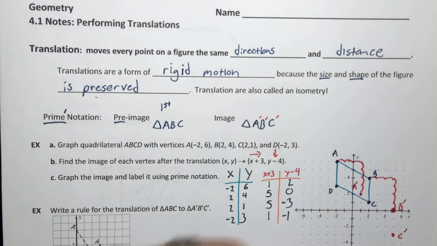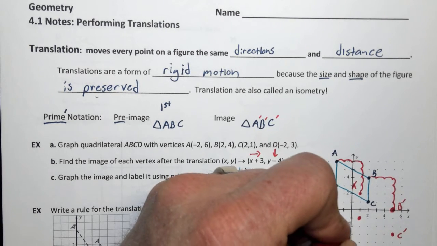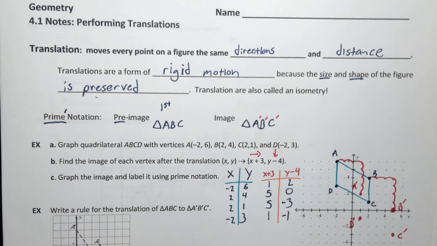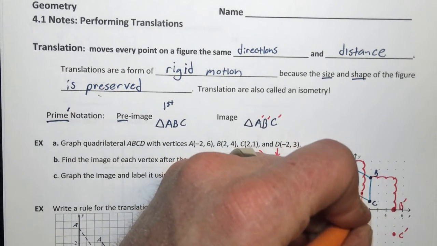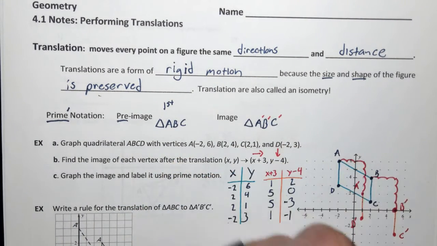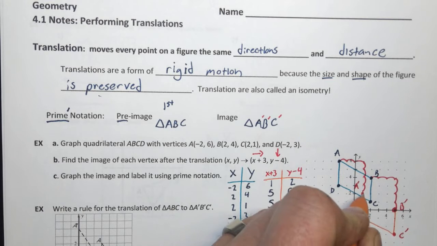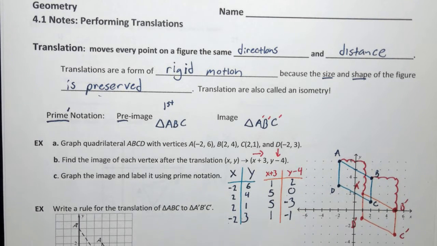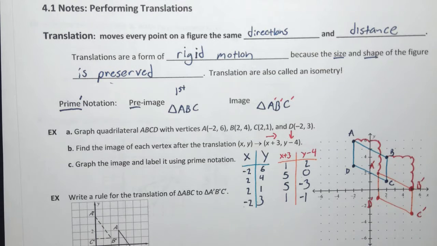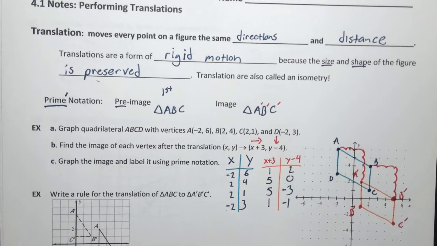And D prime is supposed to be at 1, negative 1. Now, if you look at the shape that we are building right here, it is the same size and shape as the original, and it hasn't been rotated or reflected or anything like that. It looks exactly the same as it did before. It's just in a new location. So that is a really, really nice translation right there.